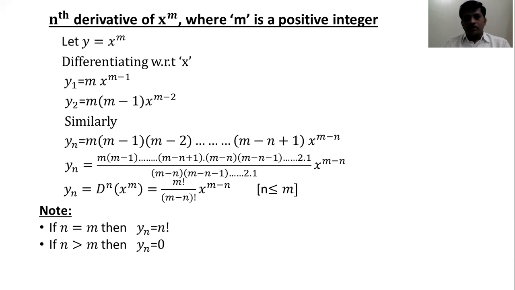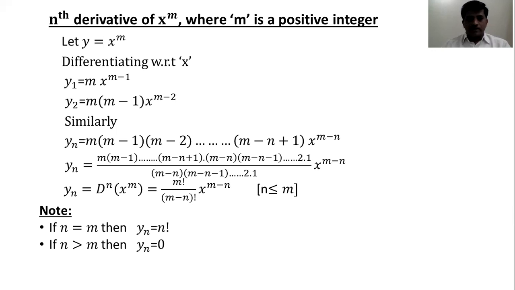To reduce it to standard form, we are multiplying and dividing by m minus n into m minus n minus 1 and so on to 1. After that, numerator reduces to m factorial, denominator reduces to m minus n factorial into x to the power of m minus n. This is the nth derivative formula for x to the power of m for n less than or equal to m.